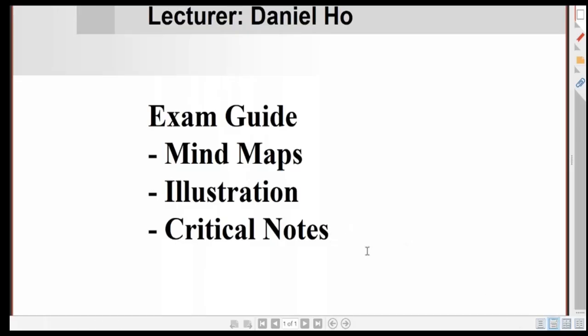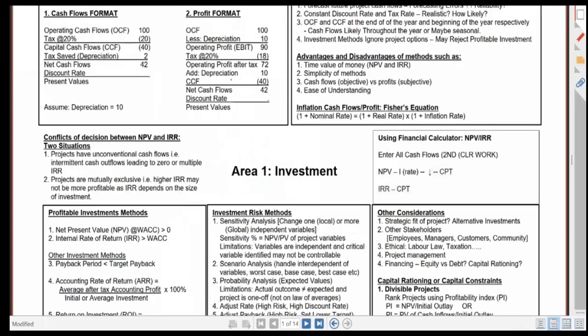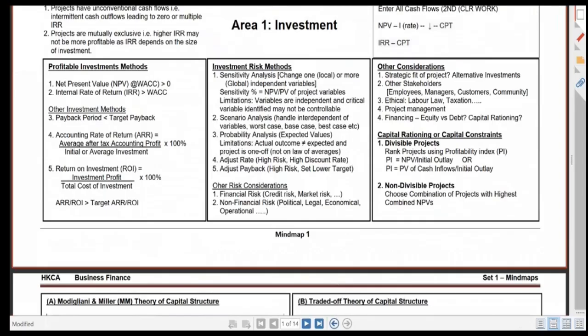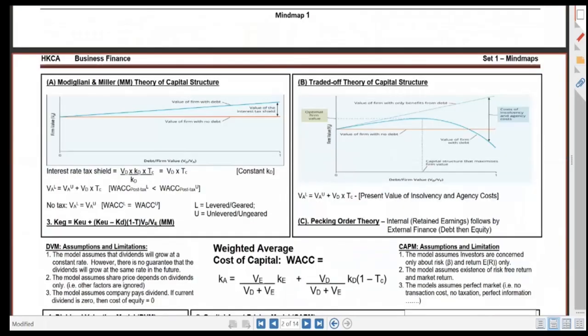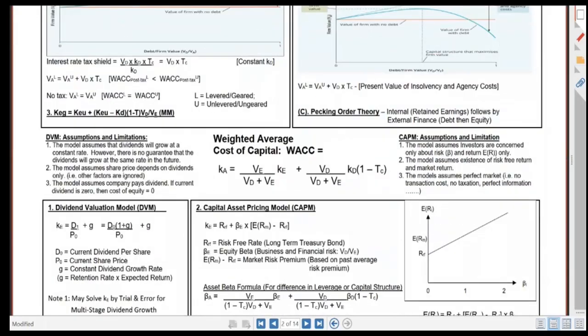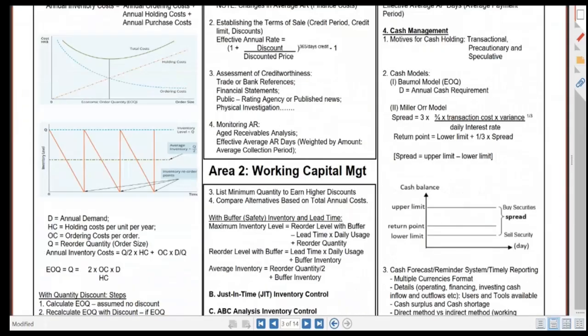All right, so mind maps, divided into areas. So this is your first mind map. Area number 1 is your investment. So area number 1, investment, I have 2 mind maps on this one. Investment, and then you have cost of capital. Followed by area number 2, that is working capital management. That's mind map number 3. Okay, it's a summary of what you need to know.